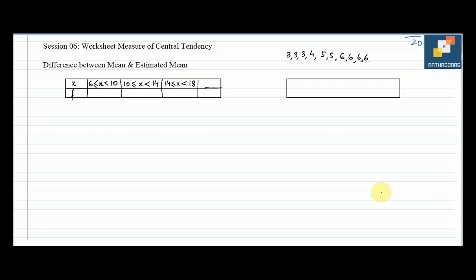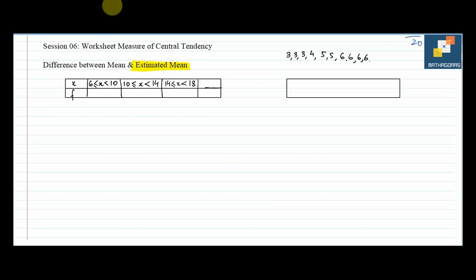We are going to continue with the topic measure of central tendency, which we have discussed in the last couple of classes. In today's class, we are going to discuss the difference between mean and estimated mean. Why is there a need to find the estimated mean and why is there a need to find the mean? And how do we know whether in a question we need to find mean or estimated mean?